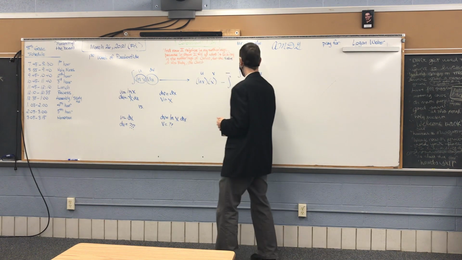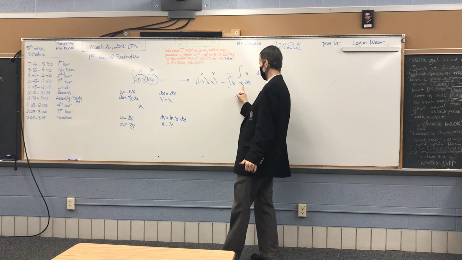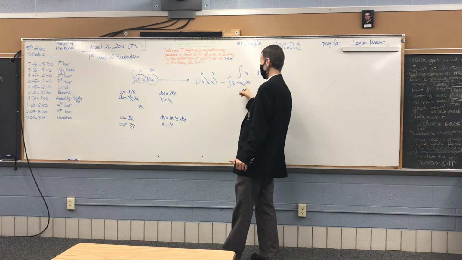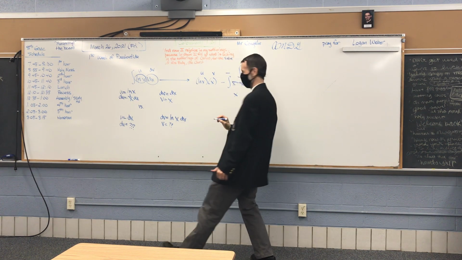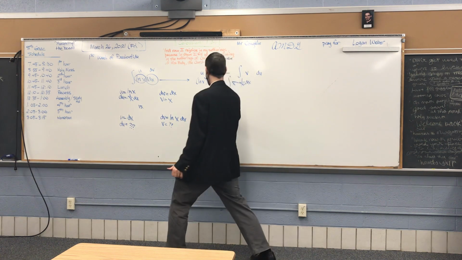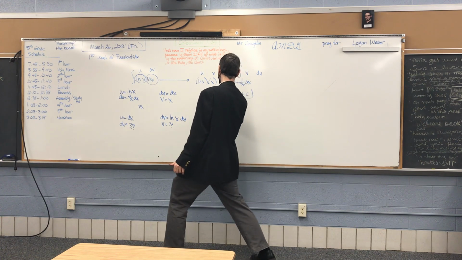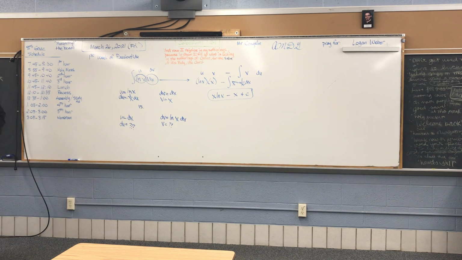Minus the integral of what? x times 1 over x dx. Oh wait, you can cancel that. What's the antiderivative of dx? x. Oh yeah, 1 dx becomes x. This is x ln of x minus x plus c, and you're done. Isn't that evil? There is a problem or two on the worksheet that looks a lot like that.